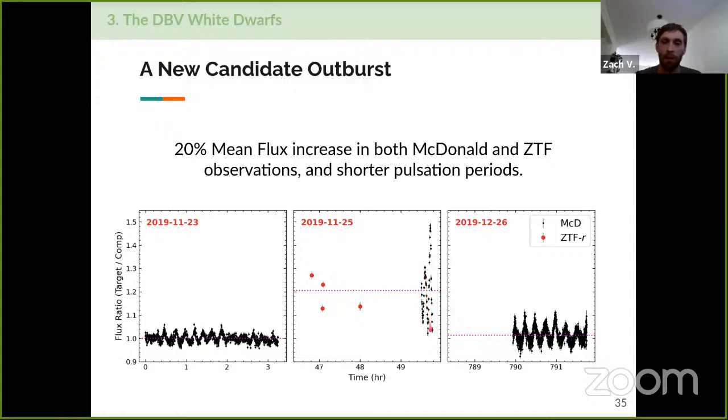And also the periods have gotten much shorter. It looks much more squished together. And this was actually validated or verified by ZTF observations as well, which is these 4 points over here. So we're pretty confident that this is the third known outbursting DBV.